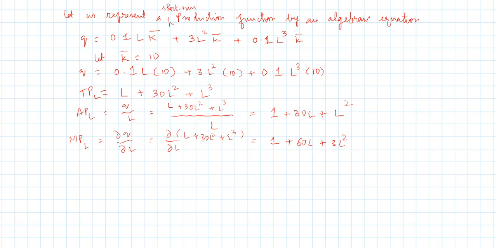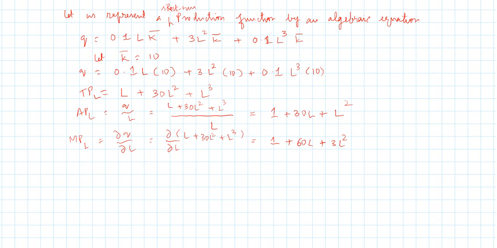Suppose I give L equals 1, then I will have 1 plus 30 plus 1, so 32. If I give 2, here L squared is 4, 4 into 30 becomes 120, then L cubed is 8, so 130 plus 8 plus 2, so 140. This is how the total product of labor changes with the quantity of labor that we are going to use. The average product of labor I had already mentioned, it is Q by L. What is Q? Q is this. So Q by L is once again a function. Similarly, the first order derivative of Q with respect to L is equivalent to 1 plus 60L plus 3L squared.